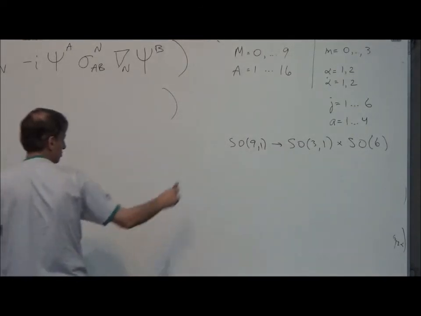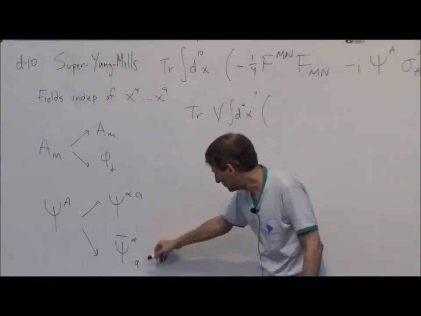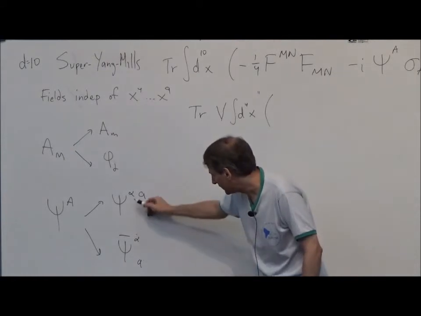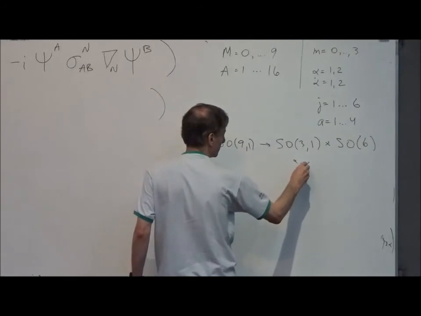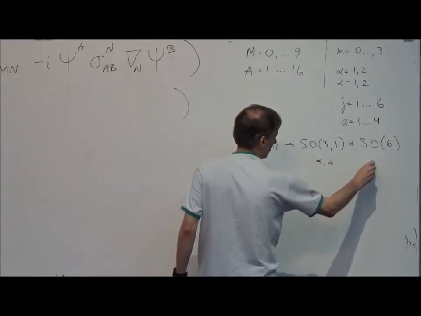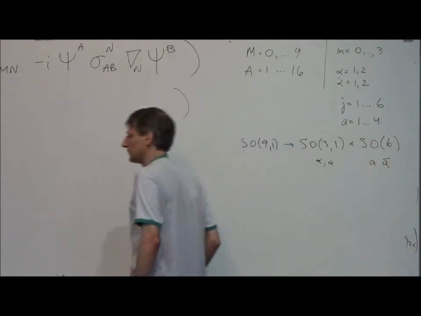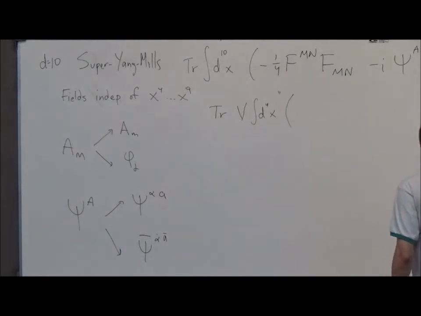If you remember, SO(6) has 4-dimensional representations, but they're complex. So this will be the complex conjugates with an A down. And this alpha and alpha dot are the SO(3,1) indices. So this is alpha, alpha dot. And this is A. I could have called it A bar. Maybe that's better notation. So A equals 1 to 4, and alpha is 1 to 2.